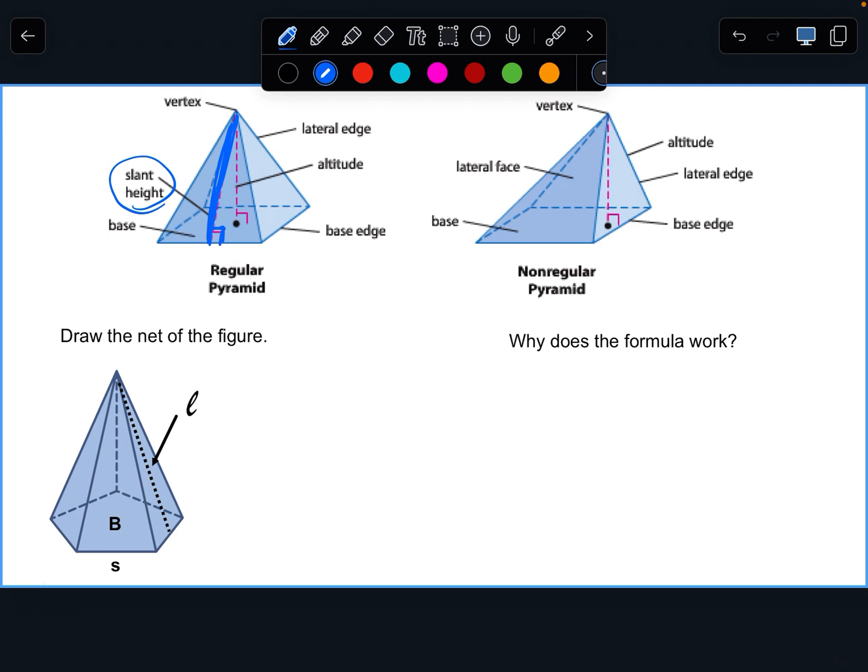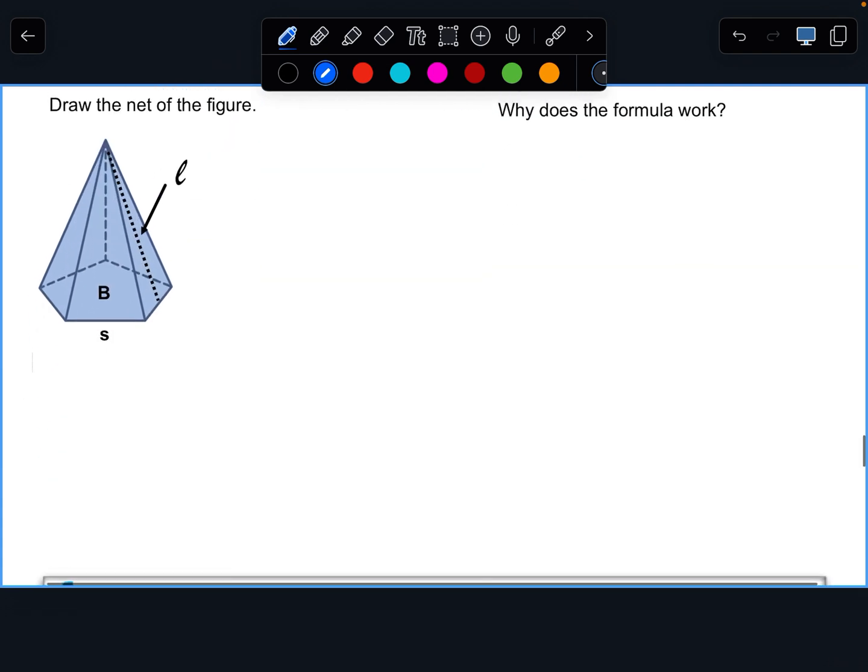So here, if we do the net, this one's a pentagon. Okay, so there's a pentagon. You change the formula for big B like you did with all the other ones with the prisms. So that would be 1/2 AP, or if it was a square, side squared, and so on.